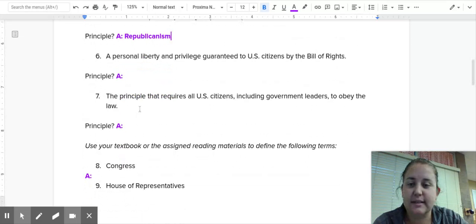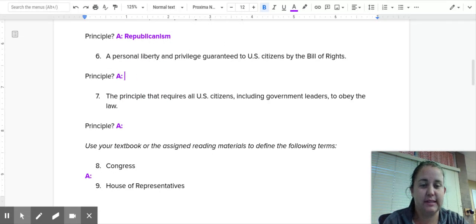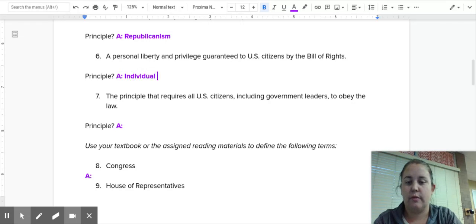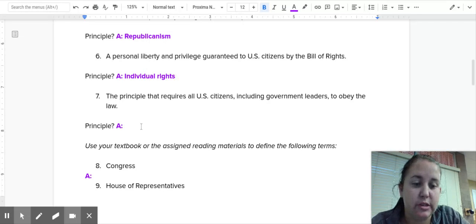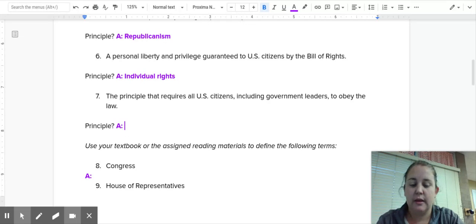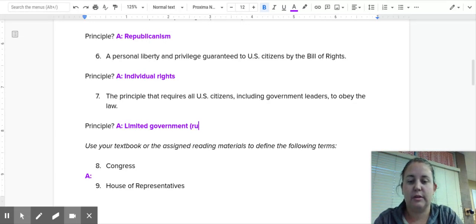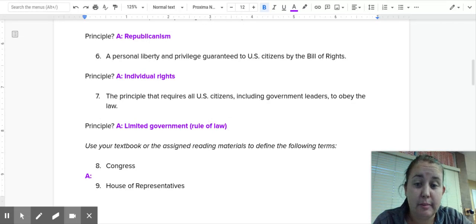Number 6, a personal liberty and privilege guaranteed to the United States citizens by the Bill of Rights. These are called our individual rights. Number 7, the principle that requires all United States citizens, including government leaders, to obey the law. This is called limited government and is closely related to the idea of rule of law. For those, you need to make sure that you know those definitions.